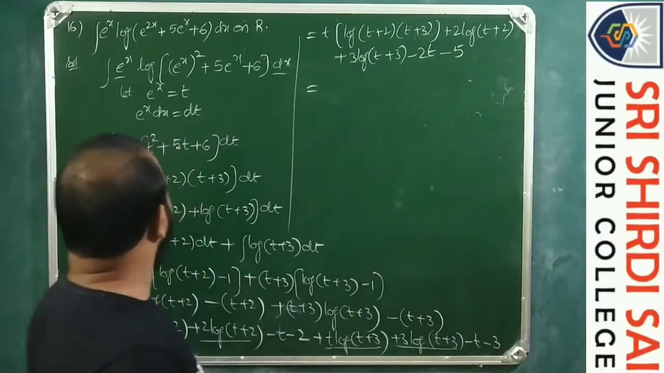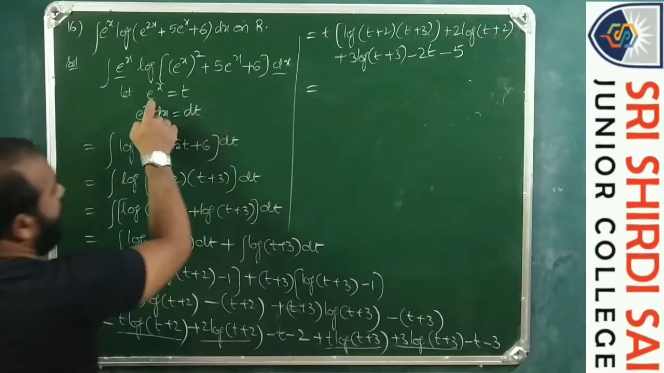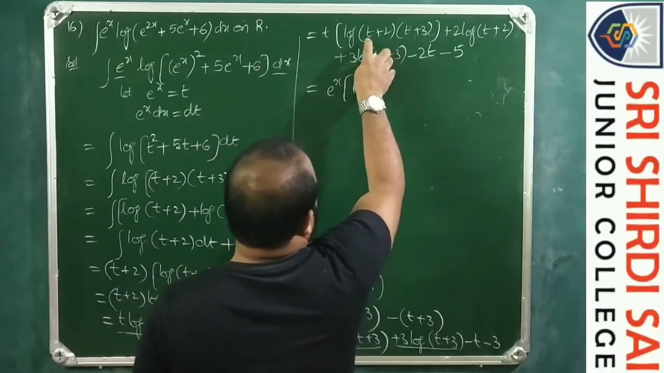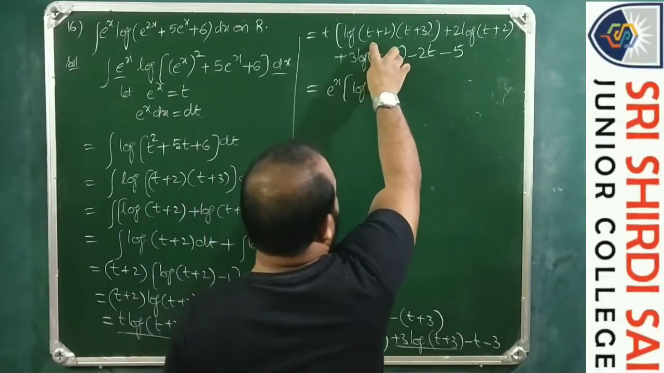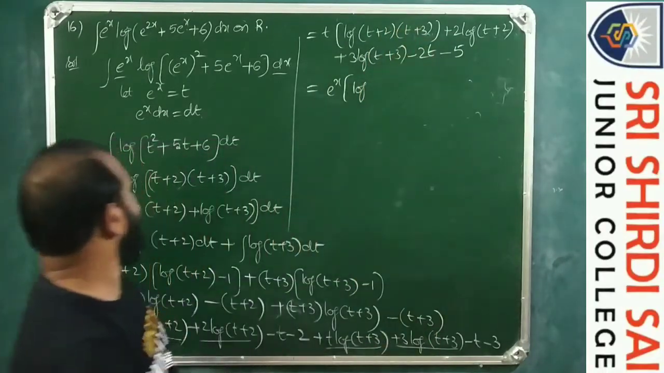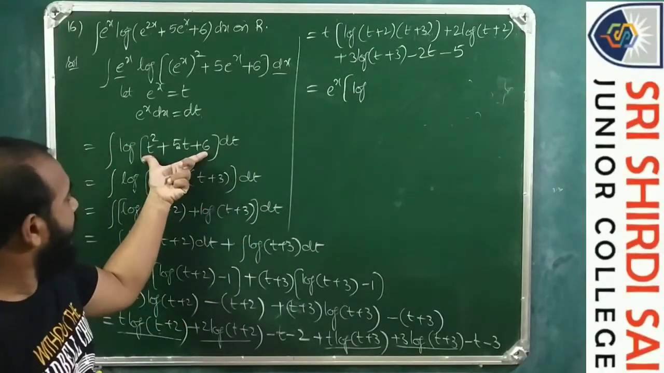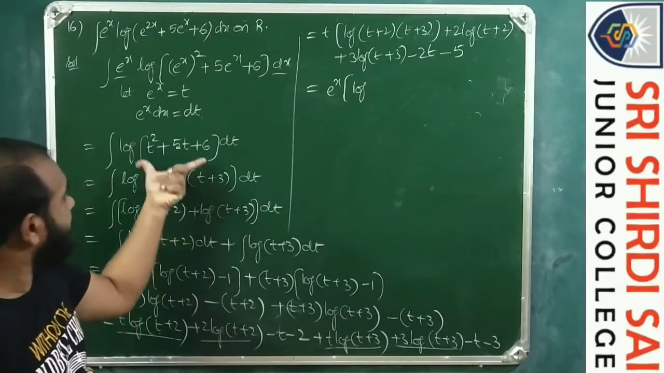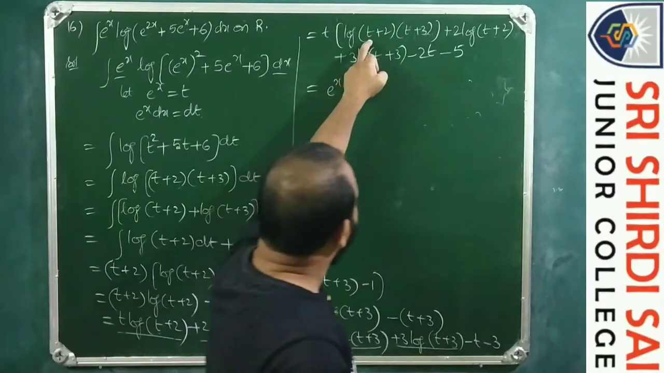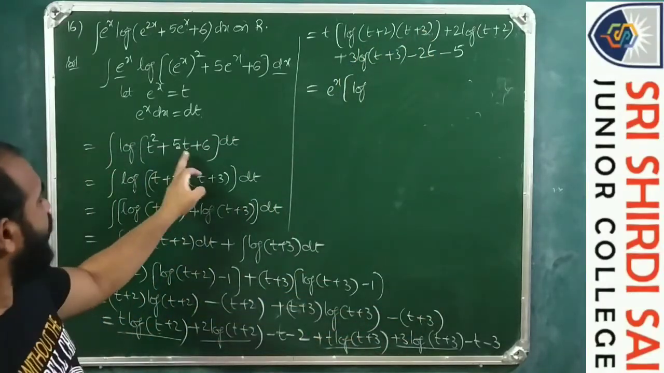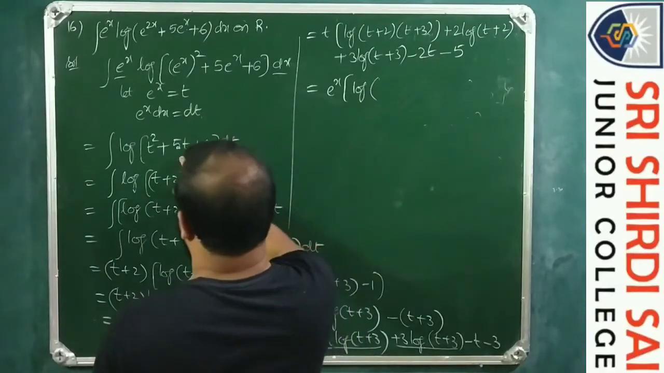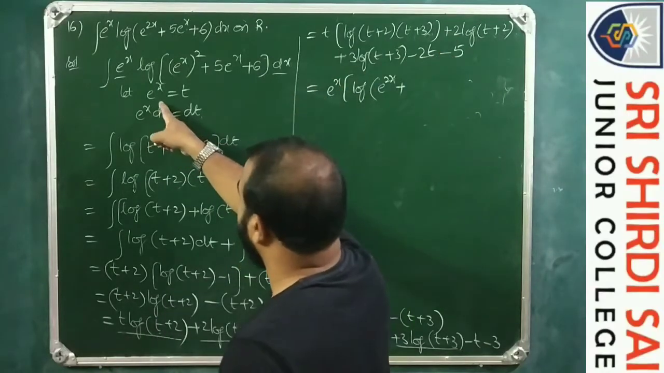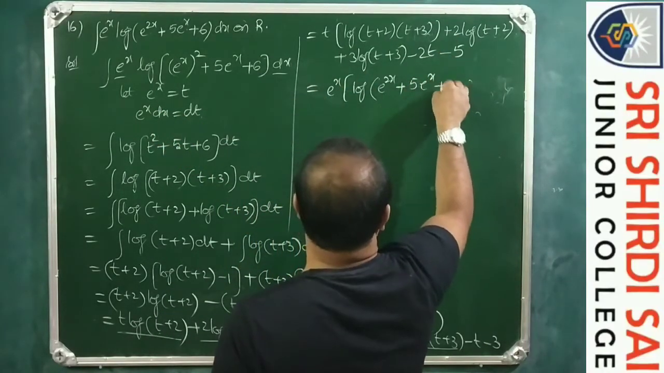So this is equal to, what is t that we have taken earlier? e power x. So this is e power x into log. So (t+2)(t+3) is t square plus 5t plus 6. So t plus 2 into t plus 3 is t square plus 5t plus 6. So t square here is e power x whole square. So e power 2x plus 5t, 5t is 5 e power x, plus 6.